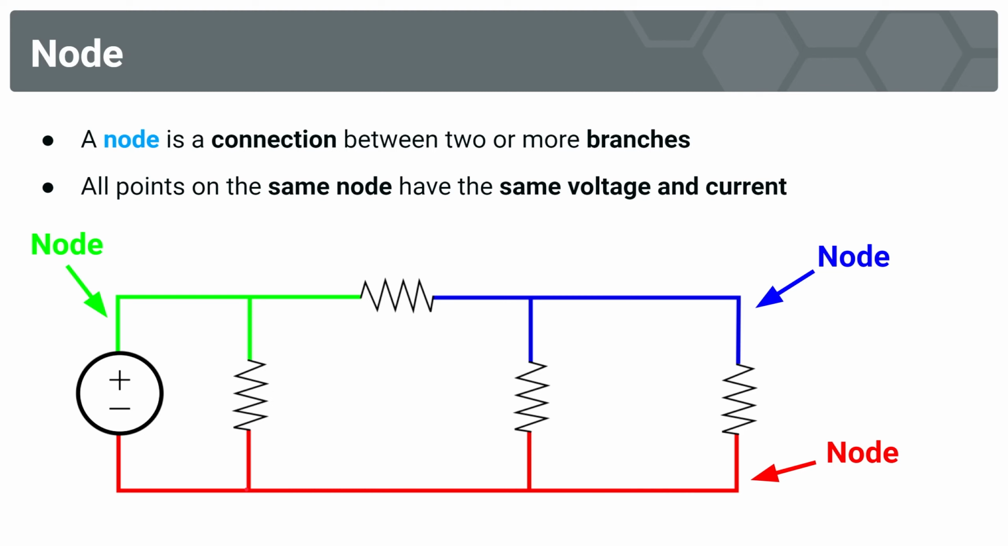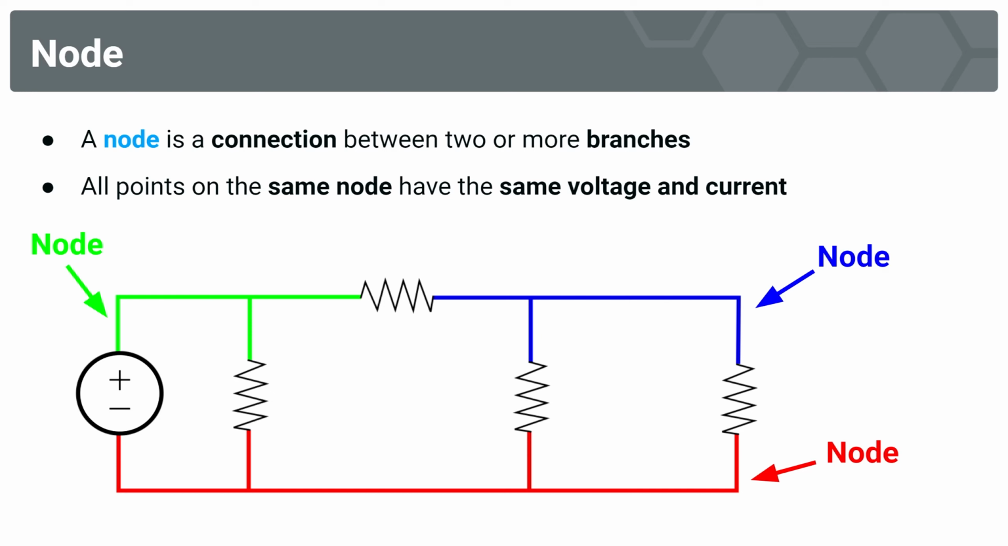Now, a really important concept to understand here is that when you are on the same node, regardless of which point on the node you're at, whether it's here near the voltage source or here near that resistor on the far right, they have the same voltage and the same current. Again, all points on the same node have the same voltage and the same current.